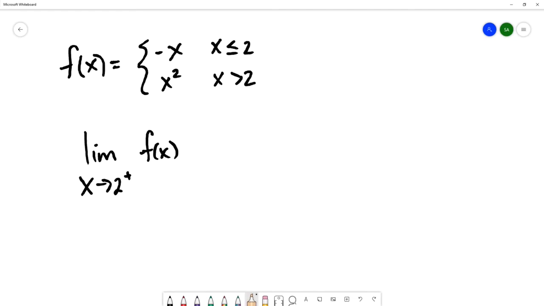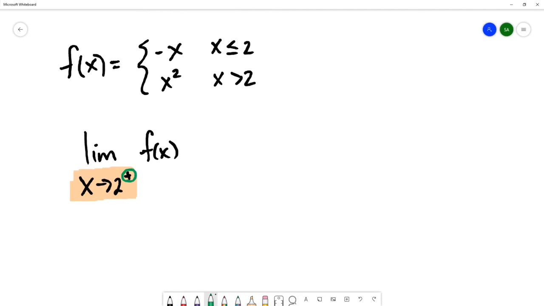So the first thing I want to notice here is where my limit is approaching. This limit has x approaching 2 plus. And that means that we are approaching 2 from above 2, or more than 2. And that's helpful because of this piecewise defined function.